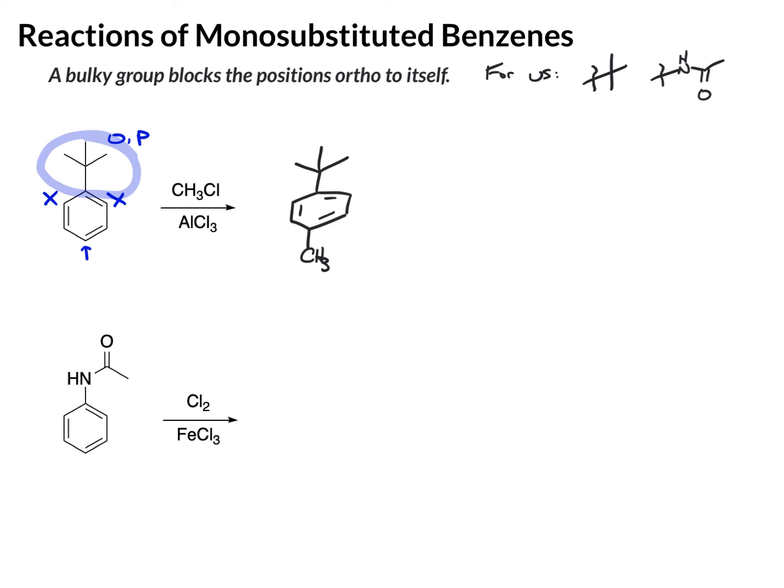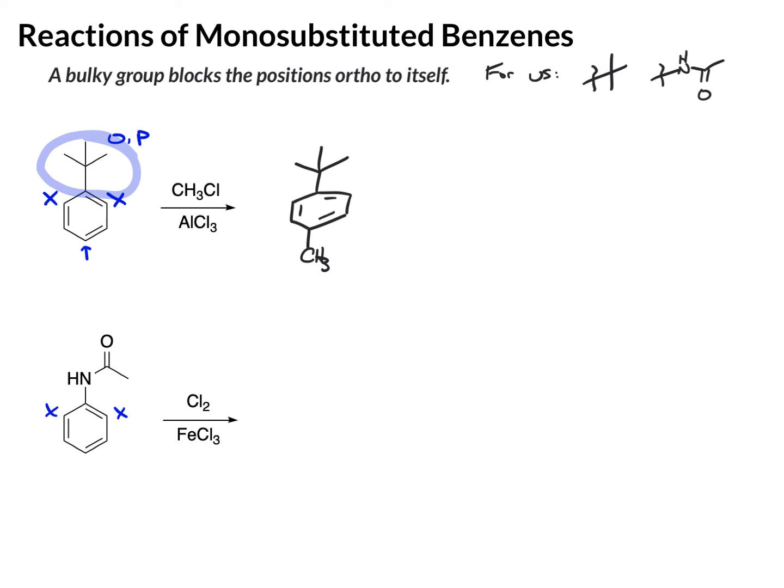In our second example, we have this amide, and again, we're treating this as a bulky group that blocks out the positions ortho to itself. And keep in mind, even though it only looks like it's kind of hovering over here on the right, there's free rotation around this bond. So at any given time, it could be over here or over here blocking those positions.